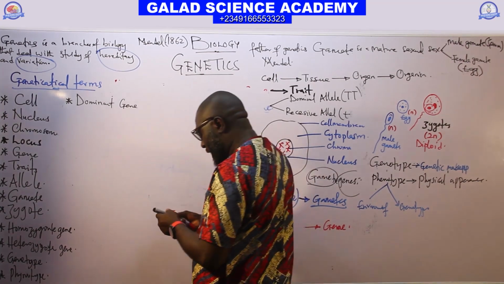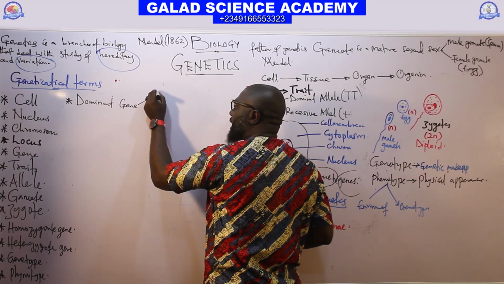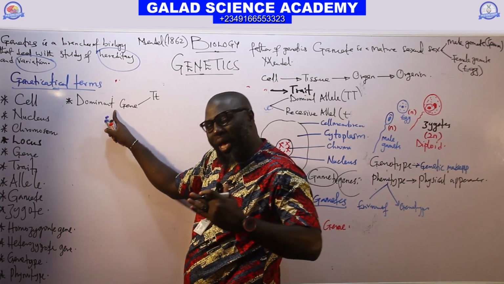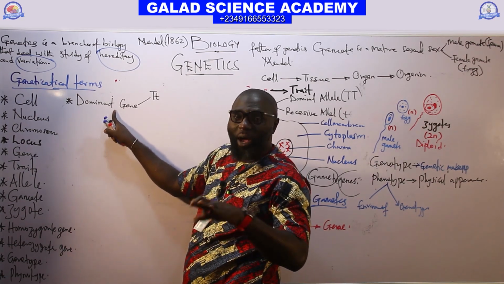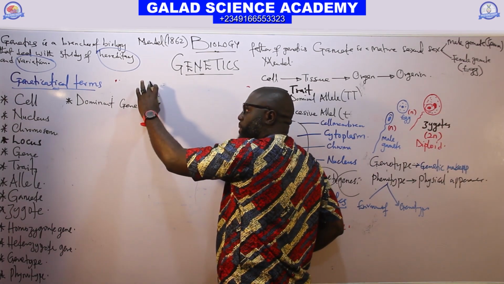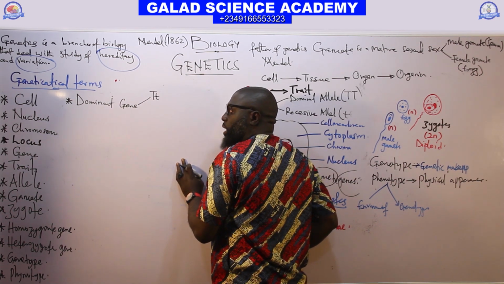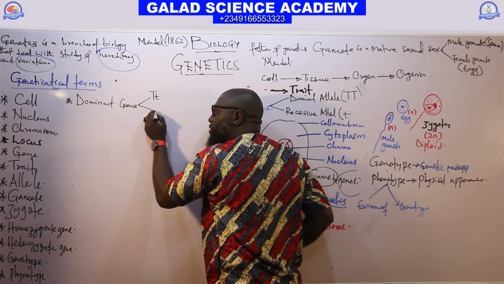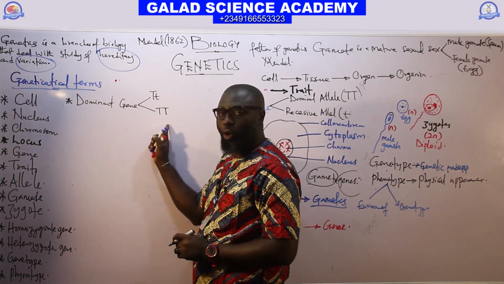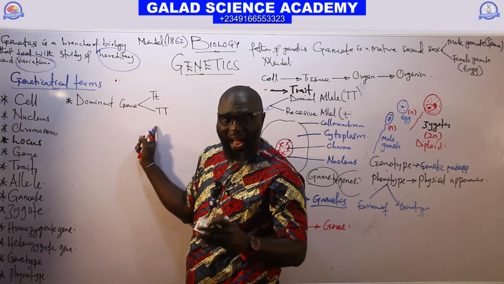The dominant gene can always be denoted by the capital letter T, and the small letter t. A dominant gene is a gene that expresses itself in heterozygote condition, and it can also express itself in homozygous condition. If a person is homozygote, this person will be tall, both inside and outside.